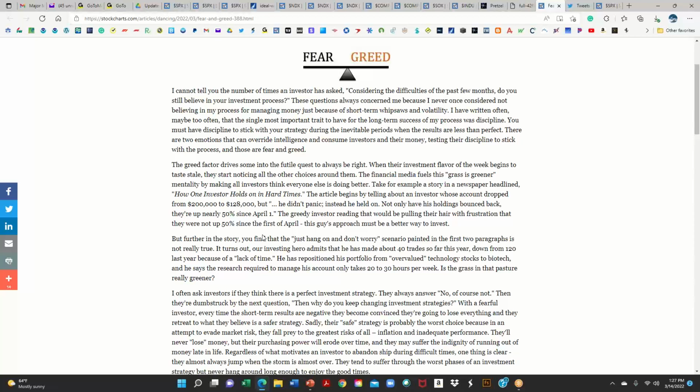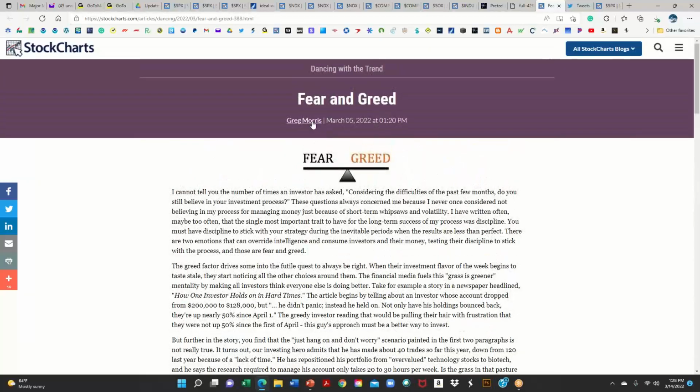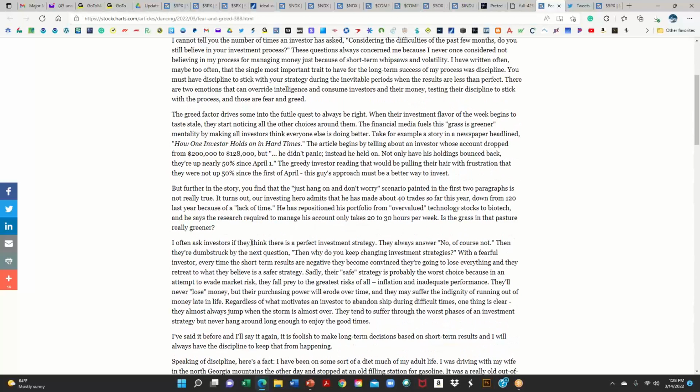An example is this investor who held on to his investments and is up 50%. Now that sounds like, man, I've got to do what this guy does. But then you read further in the article, as the author Greg Morris states on stockcharts.com, that this person has done a lot of readjusting. He didn't panic, but he had to do a lot of work, 20 to 30 hours per week, to get that performance. It's just not sitting on his hands.